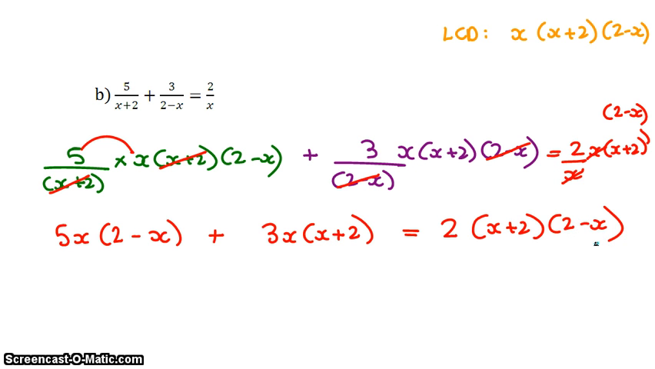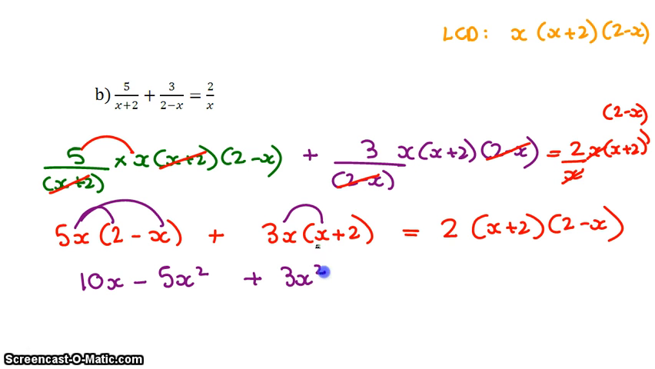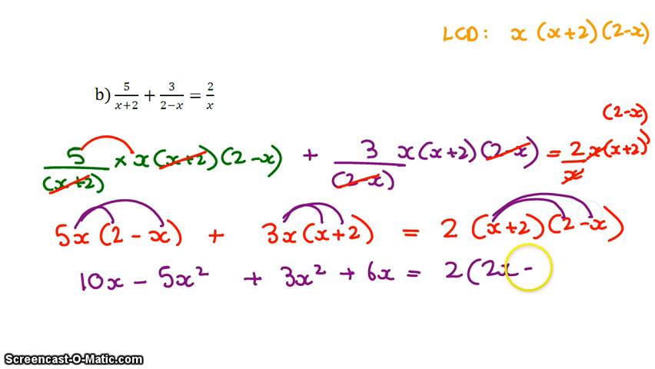Now this doesn't look particularly linear. This looks like it might end up being a quadratic. Well, let's check. Either way, I need to multiply out and collect like terms. So 10x minus 5x squared plus 3x squared plus 6x equals 2 times 2x minus x squared plus 4 minus 2x. So there's clearly some simplifying there.